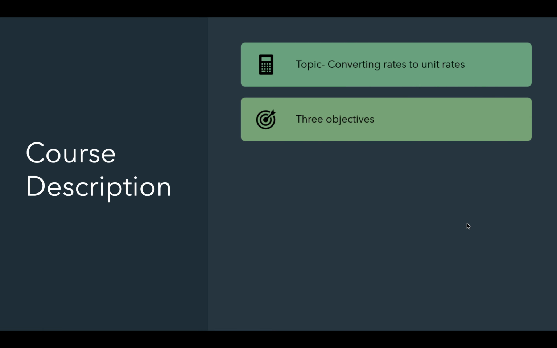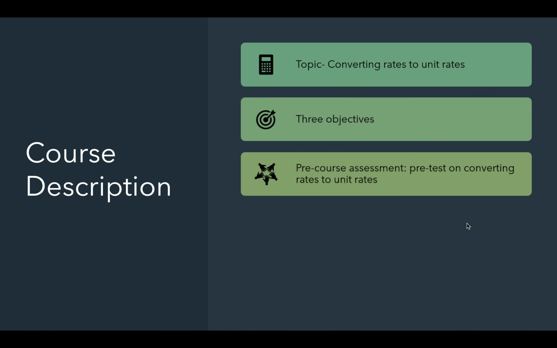Given a grocery store ad and a budget of $30, students will plan a meal for their family by shopping for products with the lowest unit rate without going over their budget. For a pre-course assessment, students will be asked to take a pre-test in which they convert rates to unit rates. This test will provide the designer with information about where students are currently in their knowledge of unit rates.